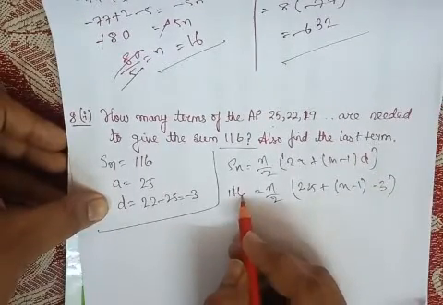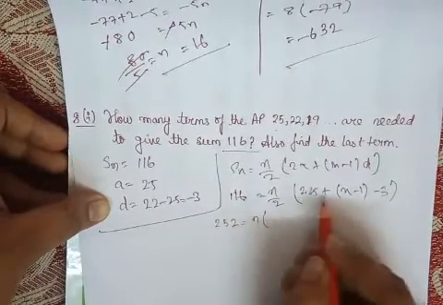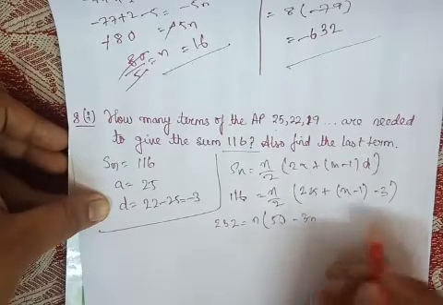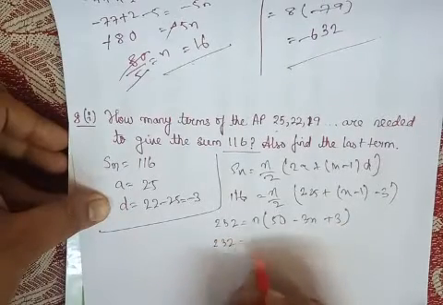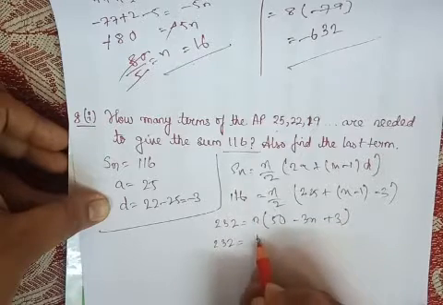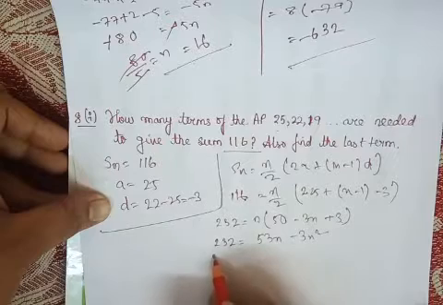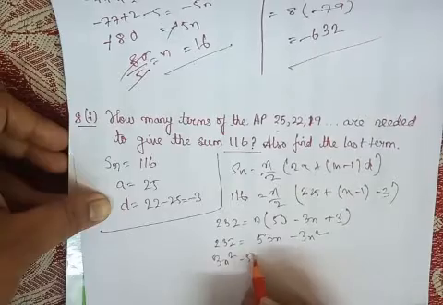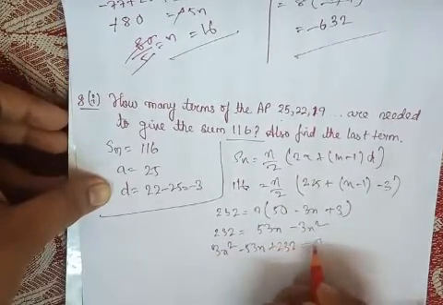So this 2 gets multiplied with 116, we get 232 is equal to n times the bracket. 2 into 25 is 50, -3 into n is -3n, -1 into -3 is +3. So we get 232 is equal to 50 plus 3, 53, 53 into n, 53n minus 3n square. So this will come to the left hand side. We get 3n square minus 53n plus 232 is equal to 0.